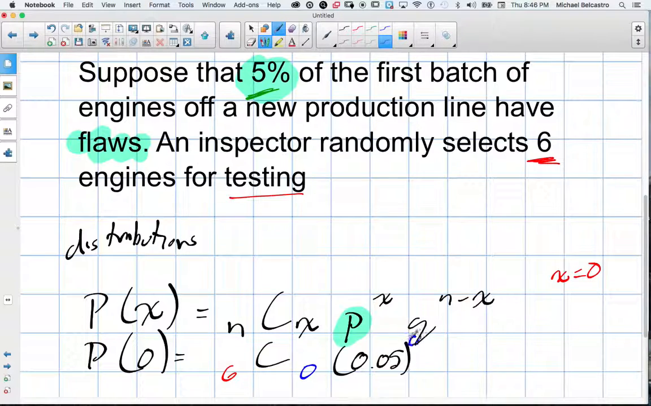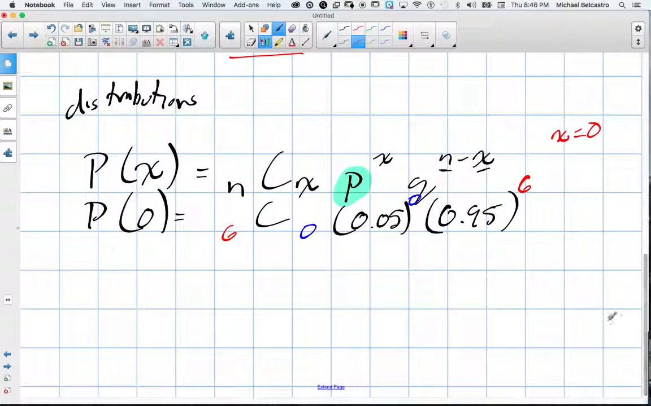Again, we're looking for having no flaws, so 0 successes, or failures, they would call it. The q is the rest of our probability. So if it's a 5% probability of engines having flaws, that means there is a 95% probability of the engine not having a flaw. Okay? And then our power is just the number of trials subtracted by the number of successes, and that's 6 subtract 0 in our case, which essentially becomes the value of 6. Okay? So you would run this out and you would get some probability.